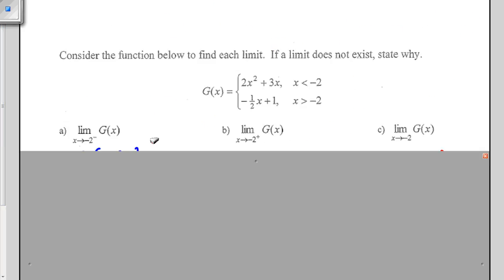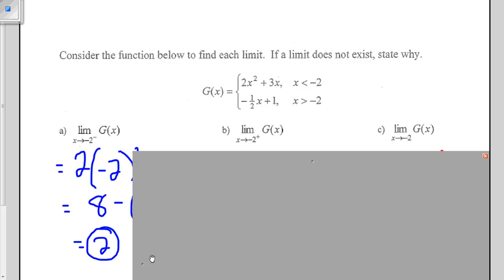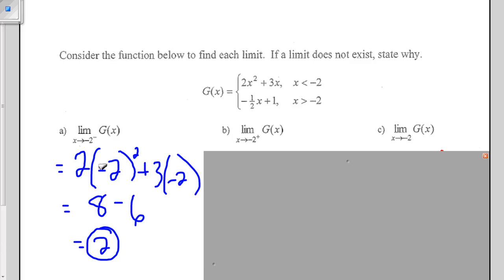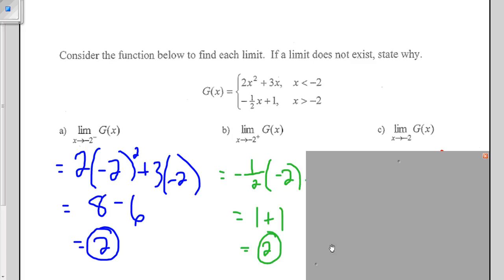So now we're given a new function, a quadratic when x is less than negative 2, and a linear function when x is greater than negative 2. So they want us to first find as x approaches negative 2 from the left, so that's going to be dealing with the top equation, so I just do direct substitution. It's a one-sided limit, and I get 2. Do the limit from the right side, that's going to go into the bottom equation, I get 2.